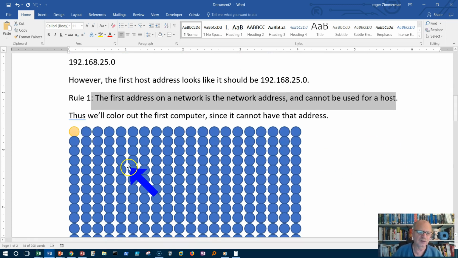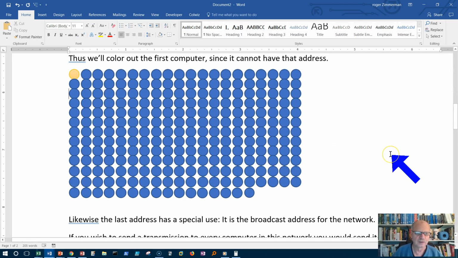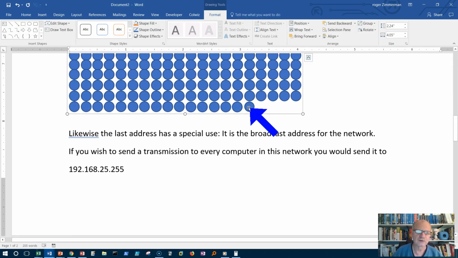So I'm going to color that out. I'm going to say, well, this one's kind of poisoned as a host address because this address is actually a network address itself. I can't use it as a host address. This represents this entire network. All right. Likewise, this last one here, this last address cannot be used because it has a special use. It is the broadcast address.